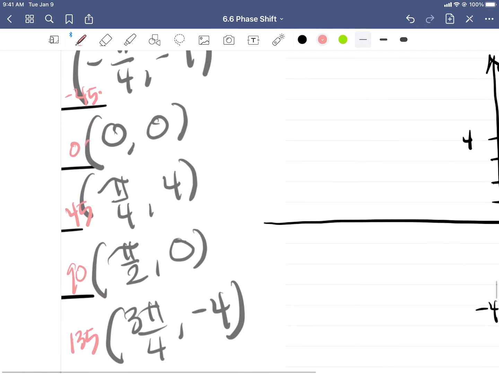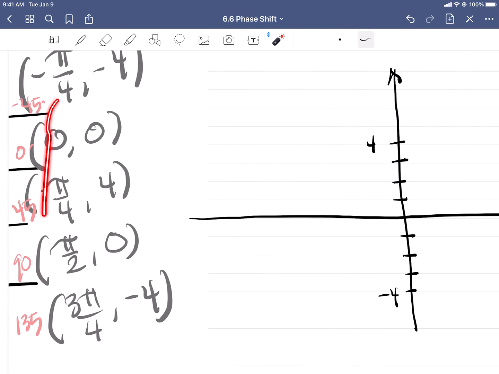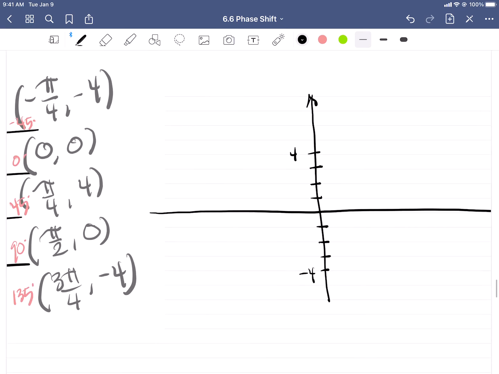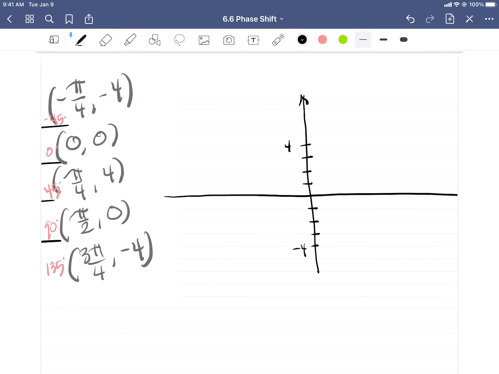So here's what I'm trying to say. I need to make sure I label my x-axis in the same increments. So how are your x values changing in this transformation? They're changing every 45 degrees. The key points are popping up every 45 degrees, but I want to label my x-axis in radians. So negative pi over 4, positive pi over 4, zero's there, pi over 2, 3 pi over 4. So this is 1 period.